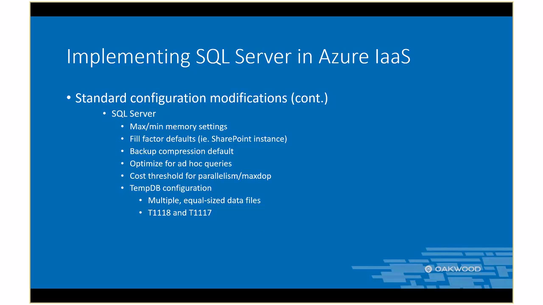Also, the standard kind of instance configurations still matter. So your max and min memory settings, any fill factor defaults. This is kind of on an app basis. If it's a back-ending like a vendor app and they have recommendations around setting it globally, like SharePoint, then you still want to set it here. Always, I always like to set up backup compression as being on by default.